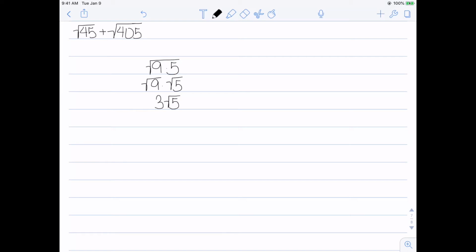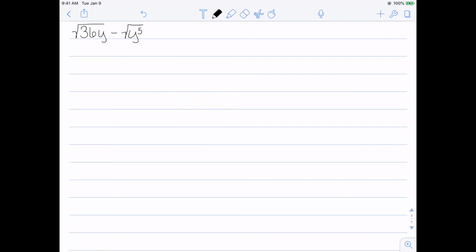Now let's think about 405. 405 might be a lot harder to break up, but the fact that it ends in a 5 at the very least means it's divisible by 5. In fact, it's 81 times 5. I can then break that one up as the square root of 81 times the square root of 5. And we know the square root of 81 is 9. And now, since they both have a square root of 5 term, we can just add the coefficients. We can add the numbers in front. And when we do, we get 12 root 5.